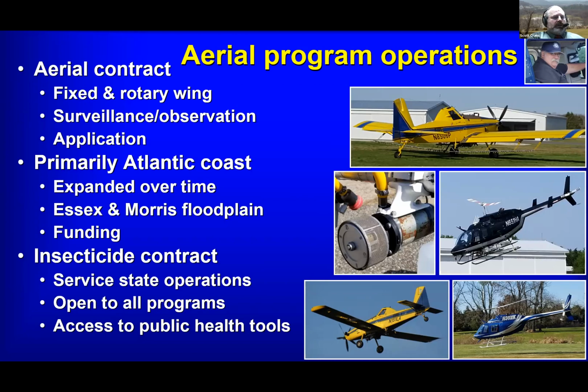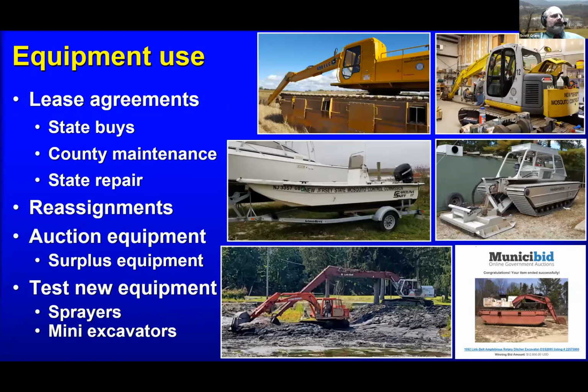Now, an aspect of the program that goes along with this is our state insecticide contract. We put that together mainly to service the state operations, but we make that contract open to all of the counties. And the goal there is to provide quick, easy access to all of those insecticide formulations that you heard Elmer talking about. Goal there is you make the order and within 48 hours, the material shows up where you need it, so you can use it.